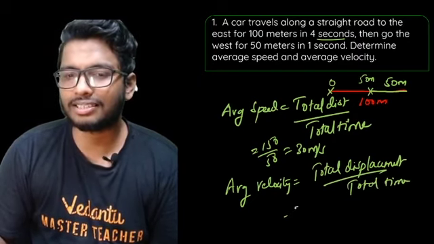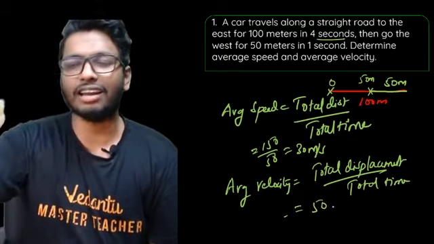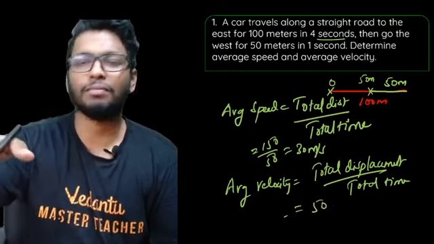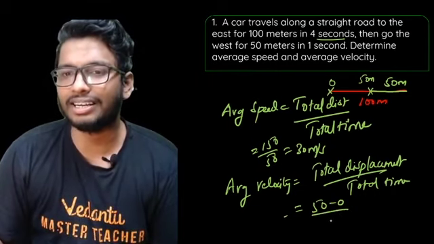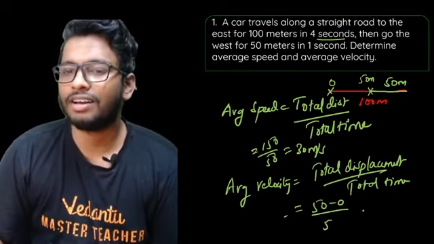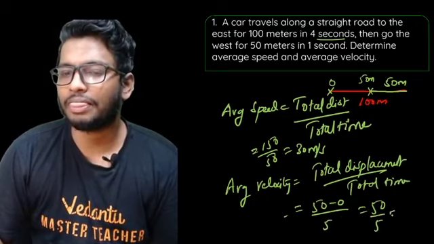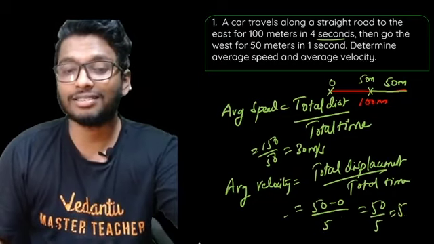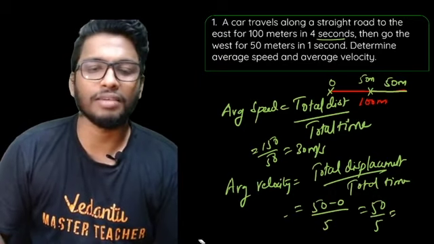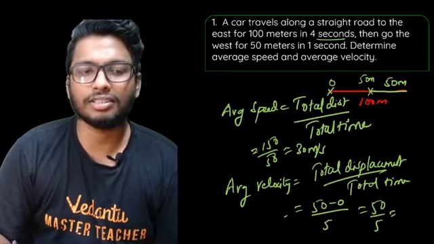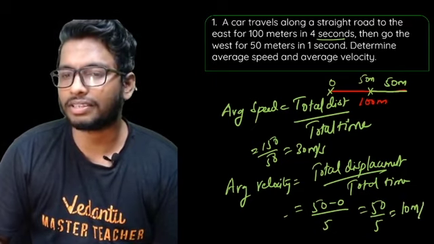So displacement is 50 because again it is final minus initial position. Final position is 50 and initial position is 0, so 50 minus 0. Total time taken is once again 5 seconds. So it'll be 50 divided by 5. That gives me 10. Sorry, calculation mistakes. So that'll give me 10 meter per second. Simple as that.